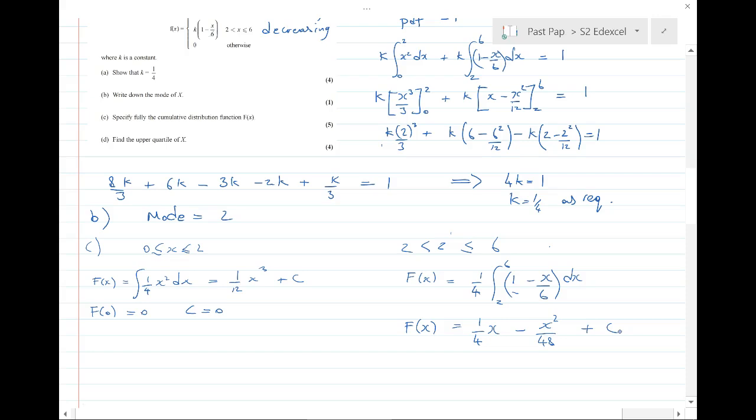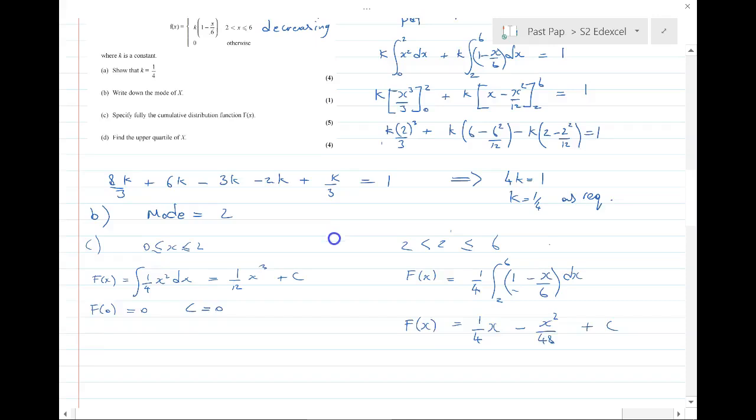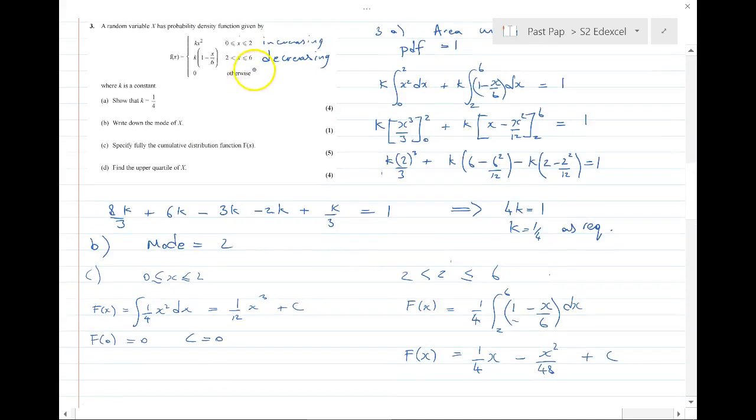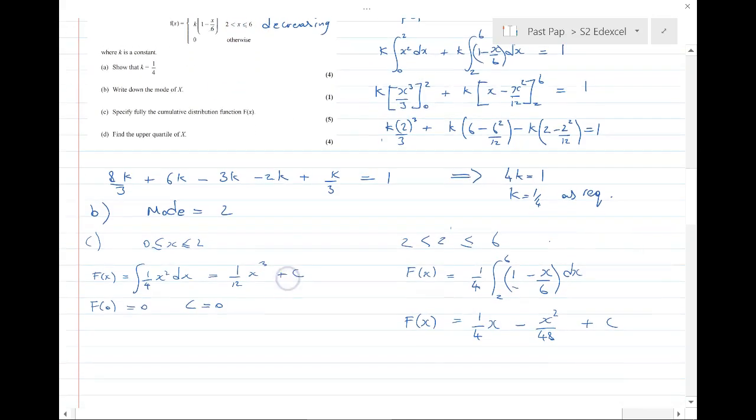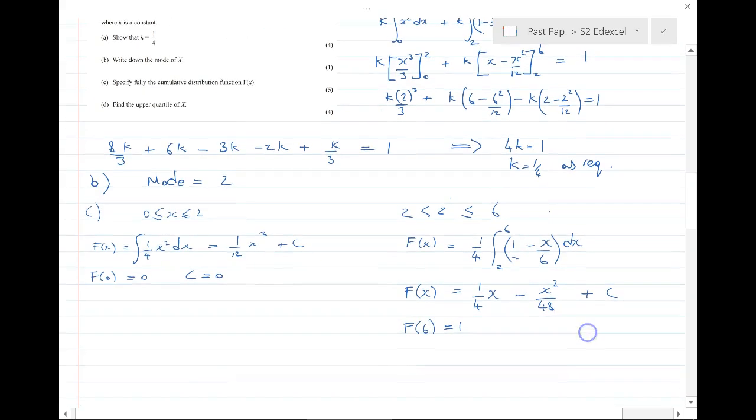Okay, so now to work out the limits, it's easier, I think, to use the fact that the value at 6 is certain to be some number less than 6. So we use the fact that f(6) equals 1. So we have 1 equals 1/4 times 6, sorry, because it's our value, minus 6 squared over 48, plus c.